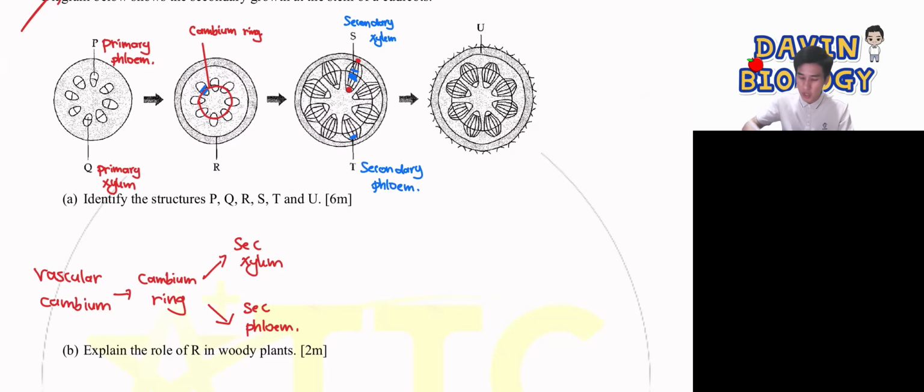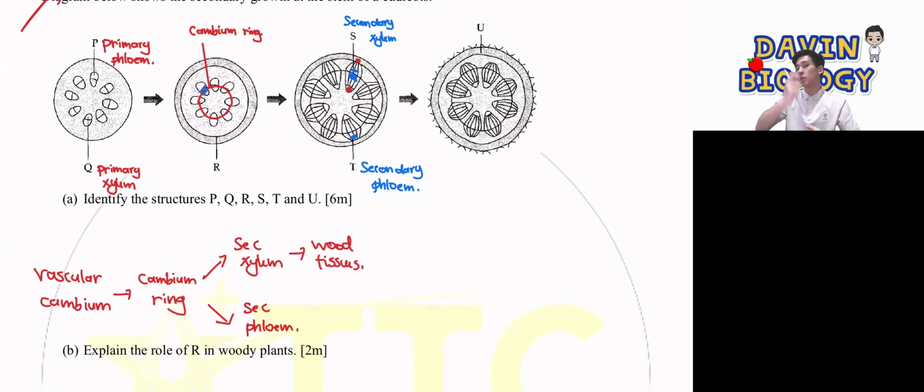So how to explain this, right? You just say vascular cambium undergoes mitosis to form a cambium ring. The cambium ring continues to divide by mitosis to form secondary xylem and phloem. Now, on top of that, secondary xylem will mainly form something called lignin, which is wood. So after secondary growth, wood will be formed because of secondary xylem. Basically, you can say secondary xylem forms wood tissues, which is made of lignin.